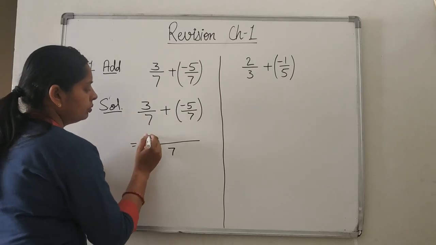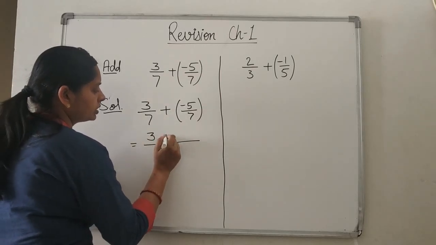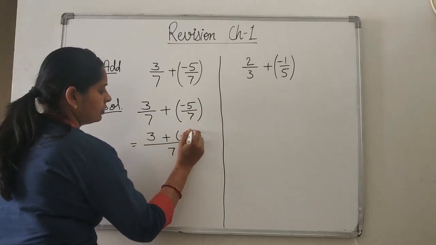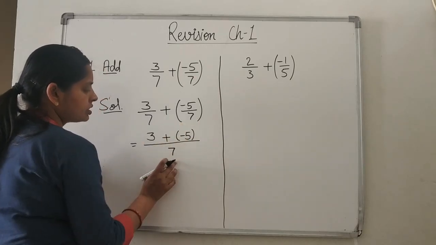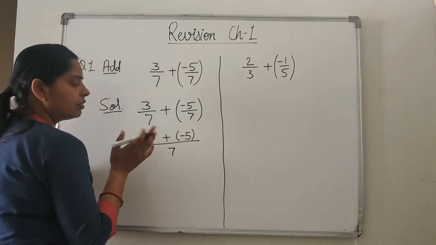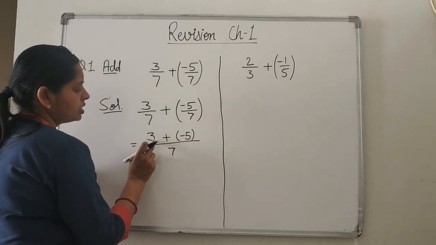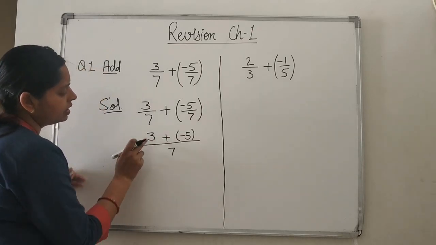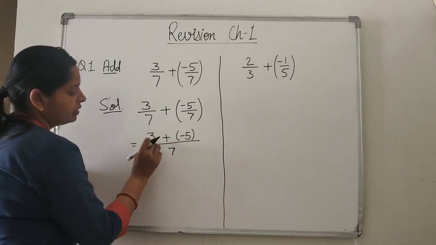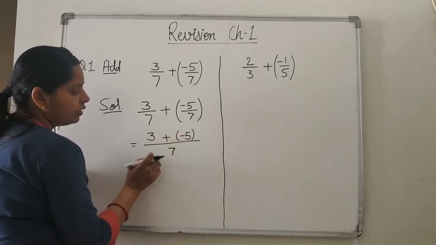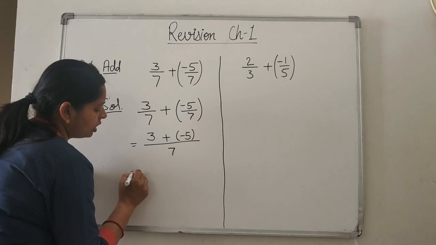Now what will be the numerator? 3 plus minus 5. So by taking 7 as the common denominator, we have used the rules of addition of fractions. And now see in the numerator what we are having. We are having 3 plus minus 5, means it is the addition of two integers. So what you have to follow?